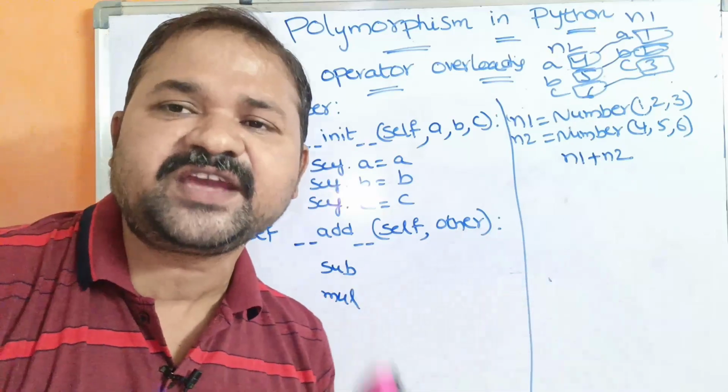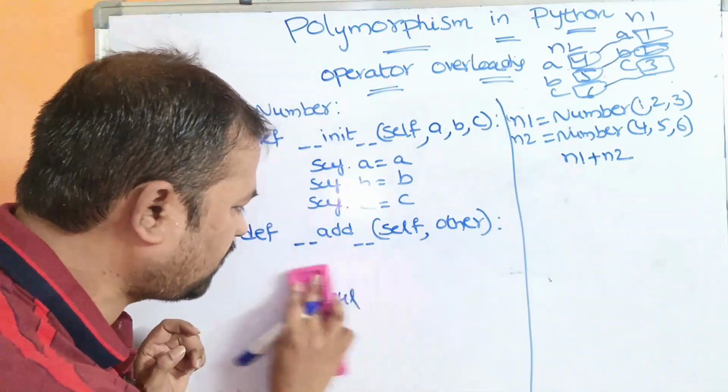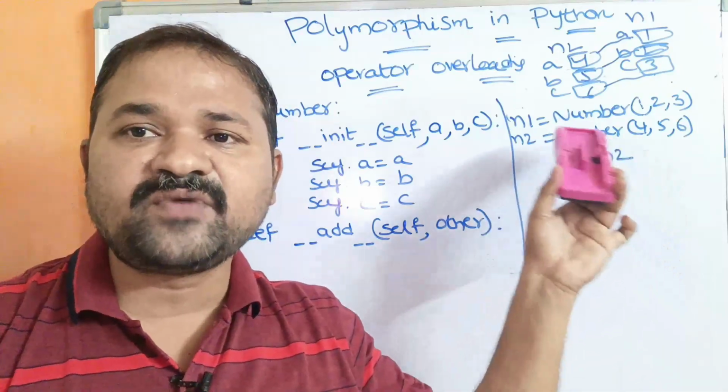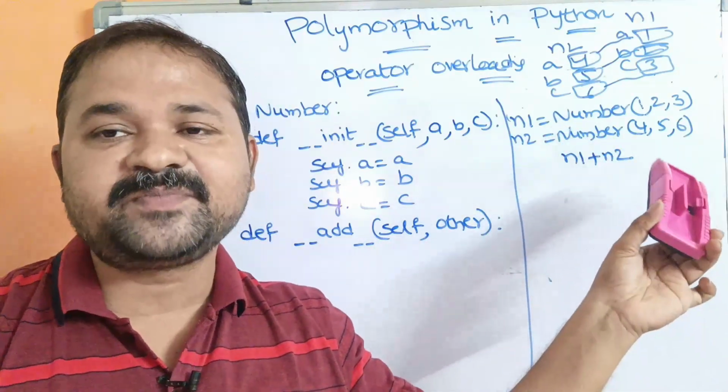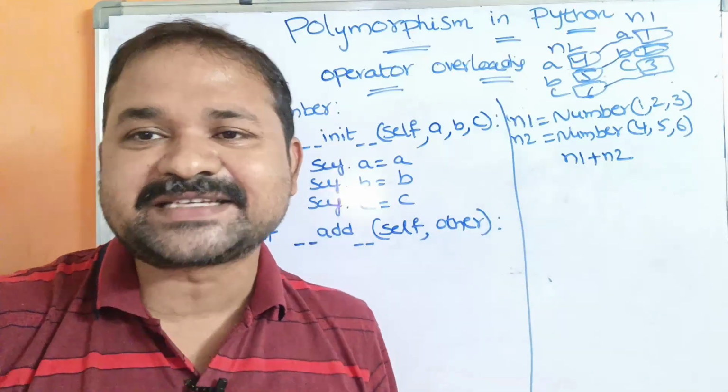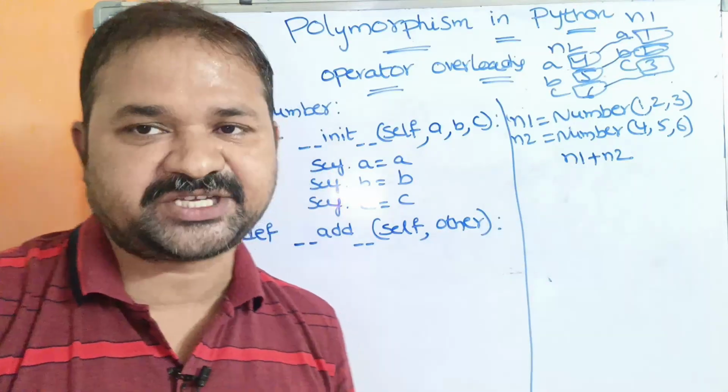In place of other, we can use some other name also, there is no problem. But in this example, which operator are we overloading? We are overloading the plus operator. That means for plus, we are providing extra meaning. What is that extra meaning? Addition of two objects.